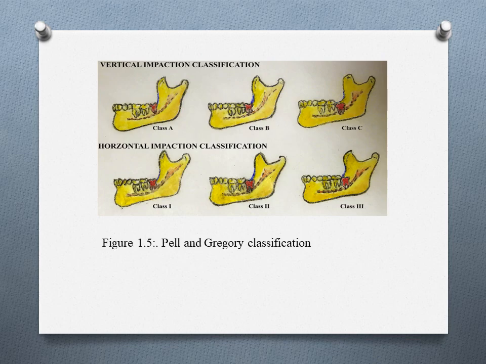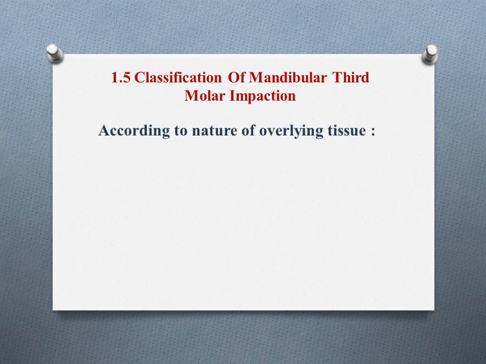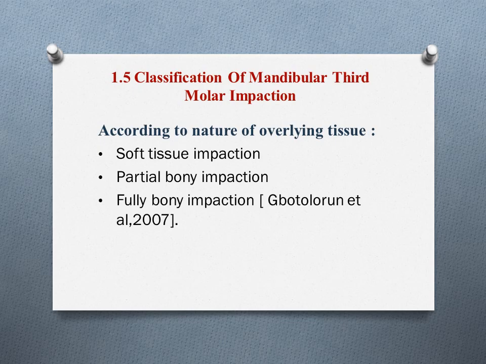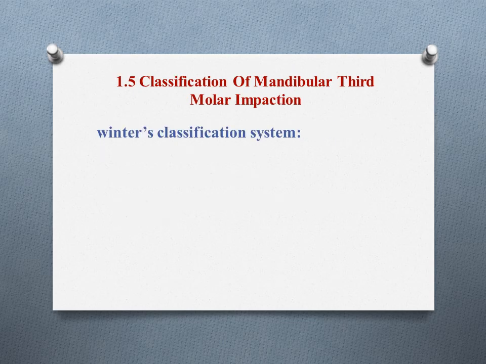This photo shows the Bell and Gregory classification according to the ramus of the mandible and according to the depth of the third molar in the bone. According to the nature of the overlying tissue: soft tissue impaction, partially bony impaction, fully bony impaction. Another classification system, the Winter classification, evaluates the impacted third molar long axis in relation to the second molar long axis. According to this classification system, a tooth can be mesioangular impacted.